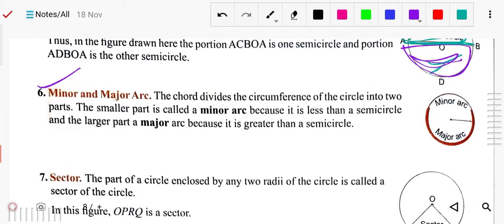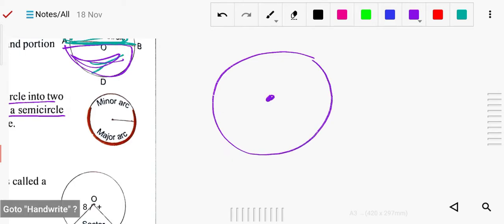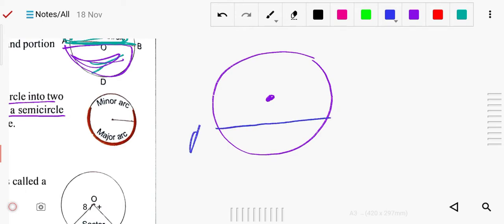The chord divides the circumference of a circle into two parts. The smaller part is called the minor arc because it is less than a semicircle, and the larger part is called the major arc because it is greater than a semicircle. Here you can understand, this is your circle, and here is the center. Suppose this is the chord AB, and it divides this circle into two parts, one part and another part.